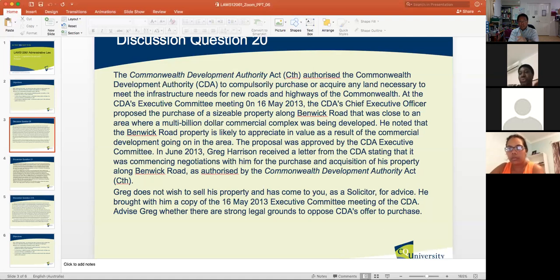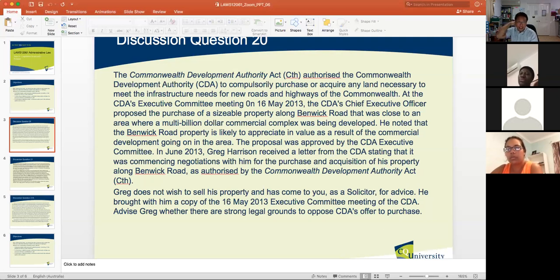We will notice that this particular law said that any purchases were going to be necessary to meet the infrastructure needs for new roads. That is the purpose of the law, we could say. But it would appear that the decision to purchase that particular land belonging to Greg is motivated by a speculative or an investment purpose, because the CDA believes that the value of the land will appreciate. So in other words, the purchase of the land isn't at that point necessary for the infrastructure needs for new roads. But the CDA was planning to buy it because the value of the land will go up. So therefore, the purpose appears to be different.